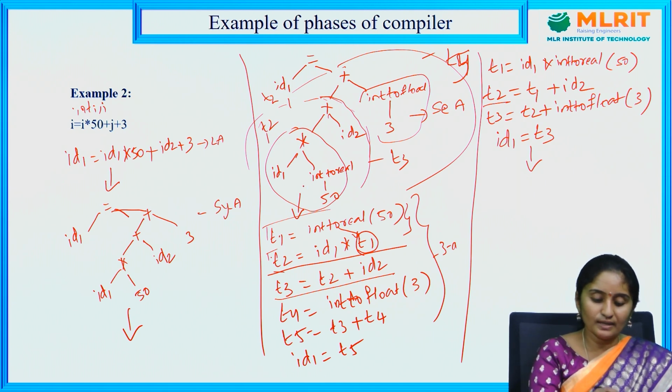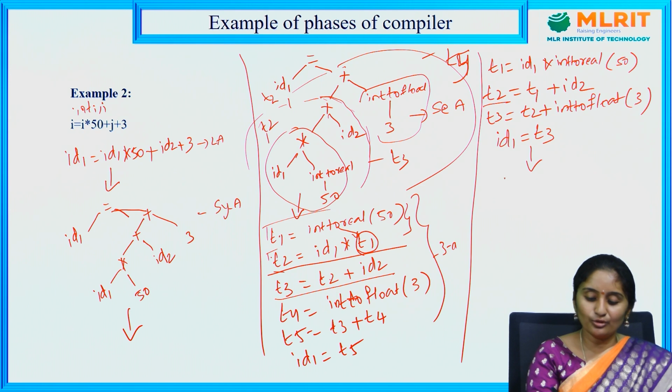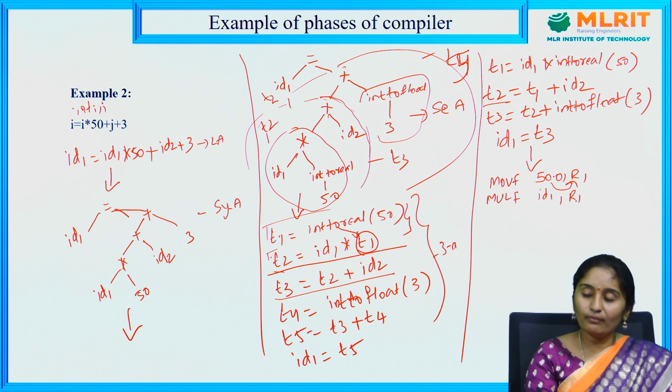So what it does here, initially I have inttoreal, so I can write move float 50.0 to R1. This is moved to register R1. The next, I have multiplication, float value, ID1 comma R1. It multiplies ID1 into R1, and it stores the result in R1.